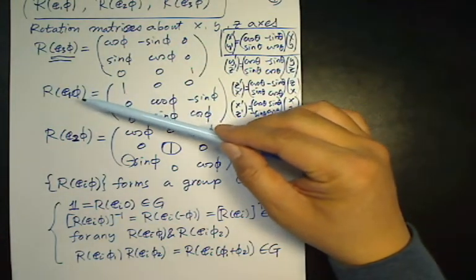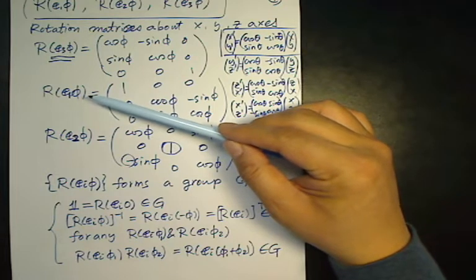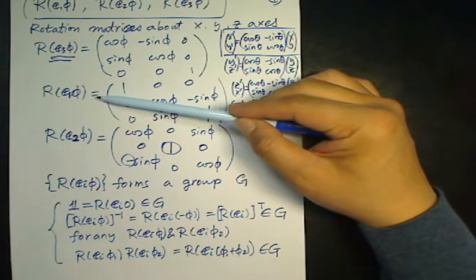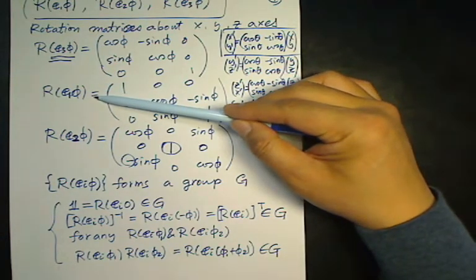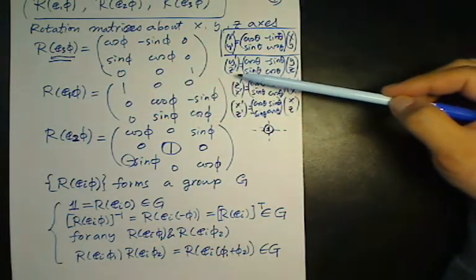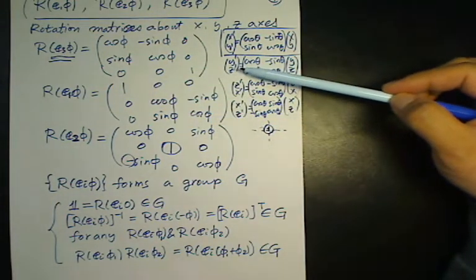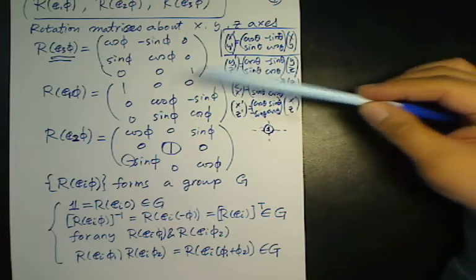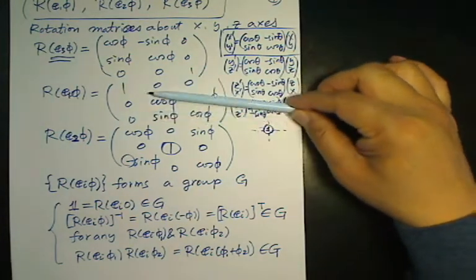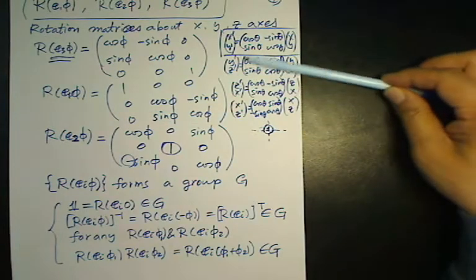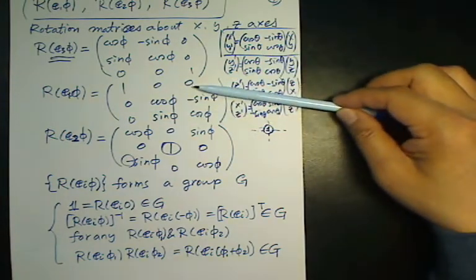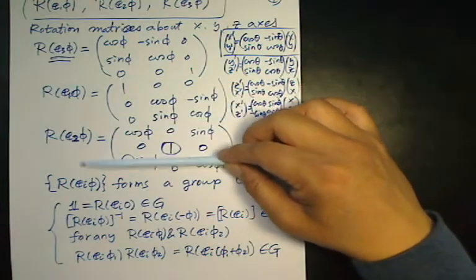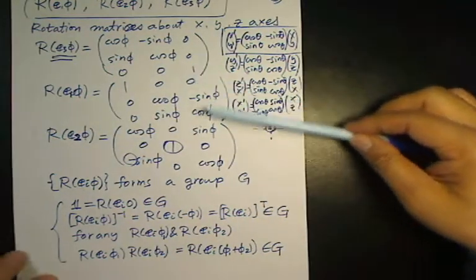What about when the rotation axis is along the x-axis? Then x, y, z, they are cyclic. x, y, z or y, z, x, both of them are cyclic. So x, y, z cyclic. So the shape of this rotation matrix will be the same. But we should be careful with this case.